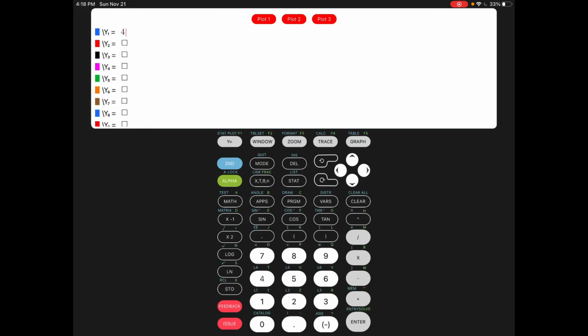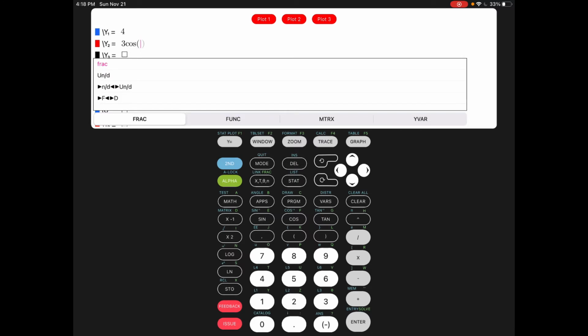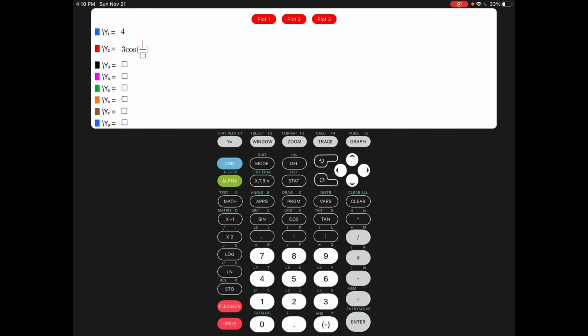I'm going to put in y equals 4 for one side. I'm going to put in 3 cos. I use my nice fraction button so that I can get pi over 6. I'm going to be really careful about my brackets here. I'm going to have m minus, h minus 4, so x minus 4, close, close, plus 5.